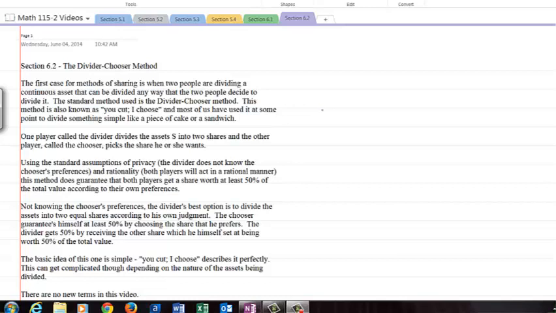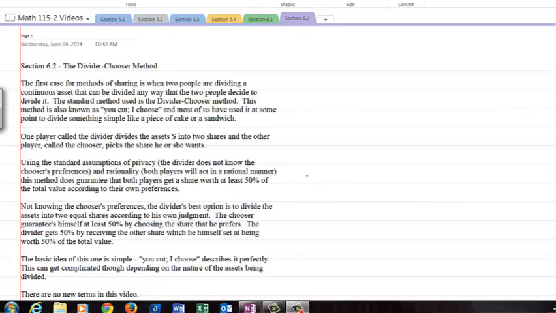And most of us have used it at some point to divide something simple like a piece of cake or a sandwich. One player, called the divider, divides the asset S into two shares, and the other player, called the chooser, picks the share he or she wants. Using the standard assumptions of privacy, the divider does not know the chooser's preferences and rationality. Both players will act in a rational manner.